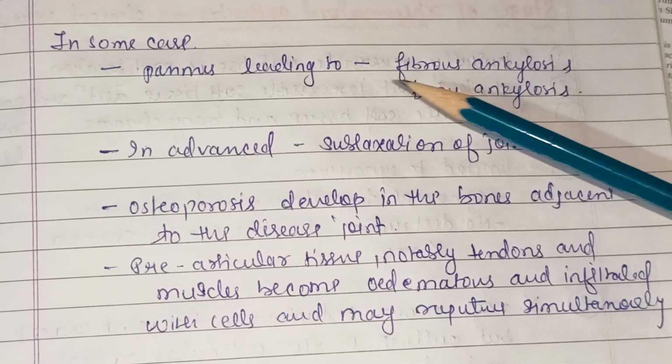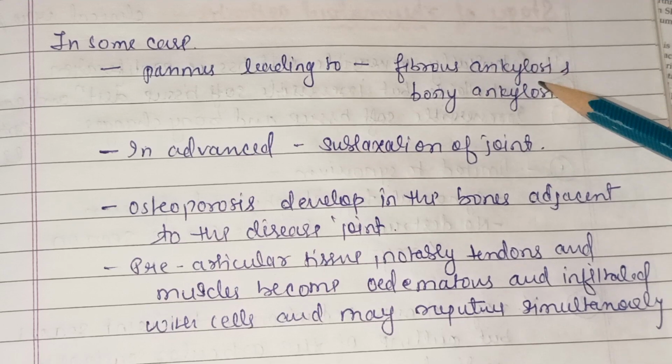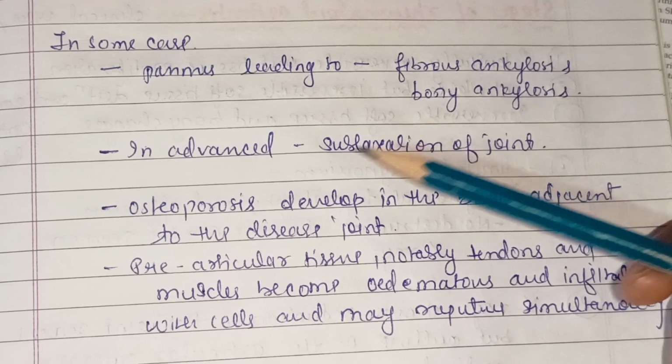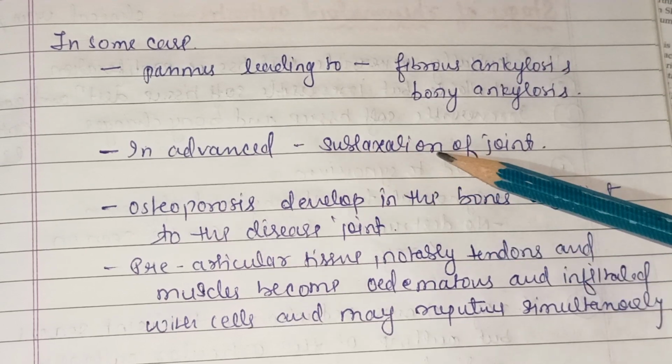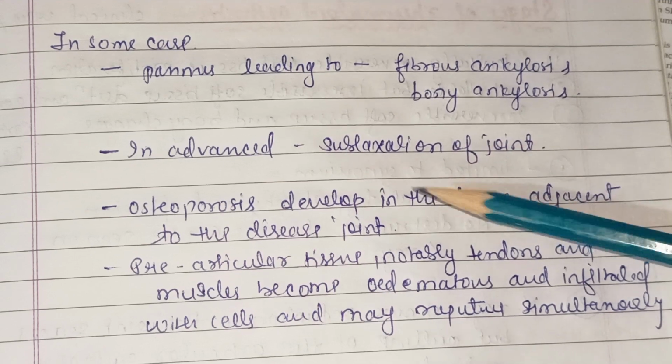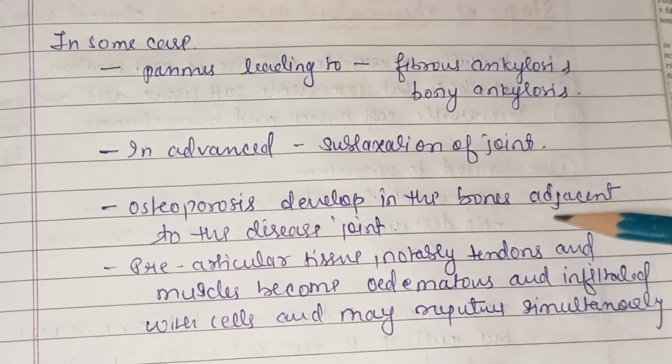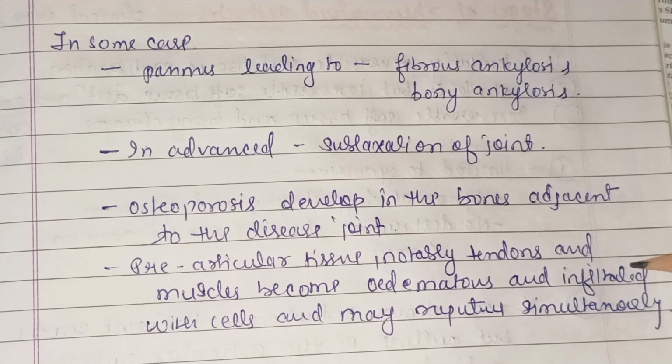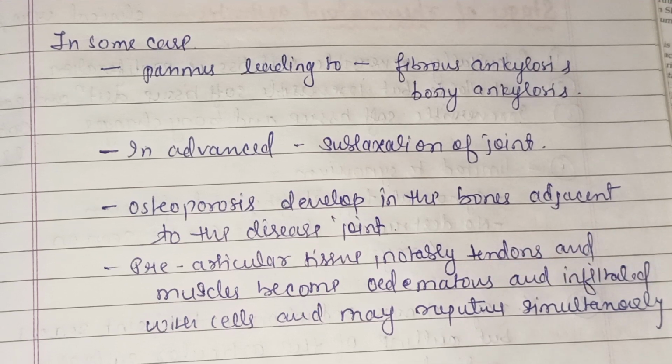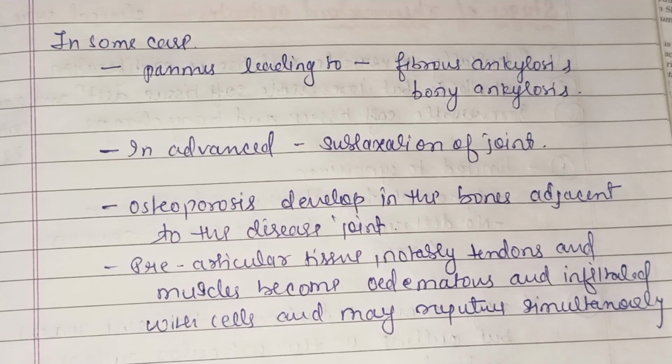In some cases, pannus leads to fibrous ankylosis, bony ankylosis, and in advanced conditions subluxation of the joint. Osteoporosis develops in bone adjacent to the diseased joint, and periarticular tissue, notably tendon and muscle, becomes edematous and inflamed with cells and may rupture simultaneously. This is the condition in some cases where the disease progresses.